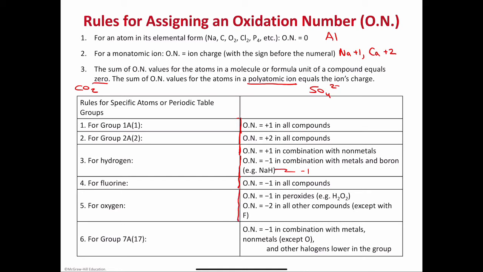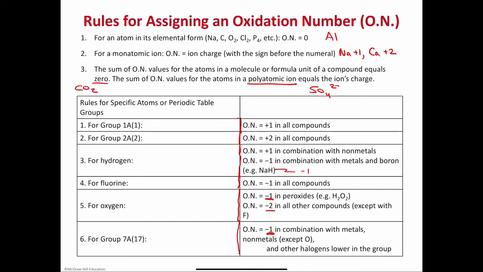Oxygen is almost always -2, except for when it's in a peroxide, and in those cases, it has an oxidation number of -1. And then for group 7A, you might think of the halogens: fluorine, chlorine, bromine, and iodine. So they have an oxidation number of -1 in combination with metals and nonmetals, except for oxygen and other halogens that are lower in the group.